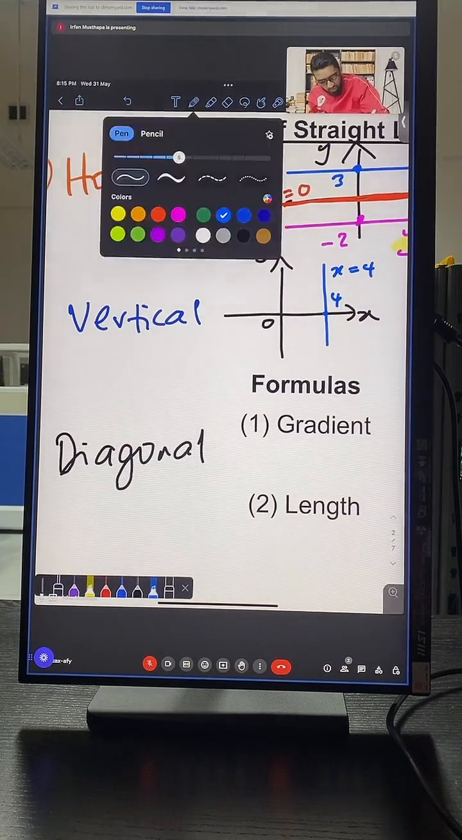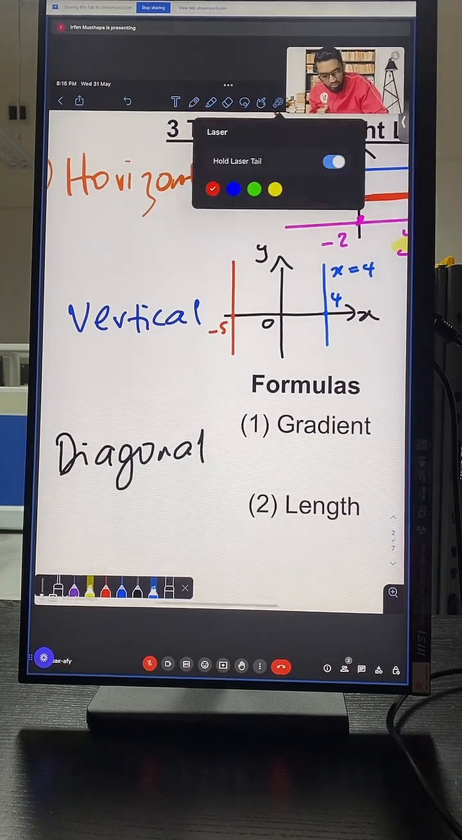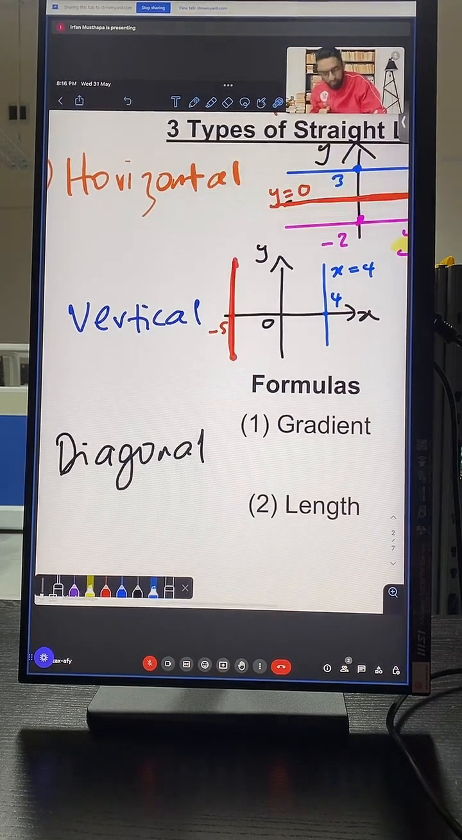Now, let's say your vertical line is over here instead, and this is -5. Friends, please tell me in the chat, what is the equation of this vertical line right now? What is the equation of that vertical line, my friends?